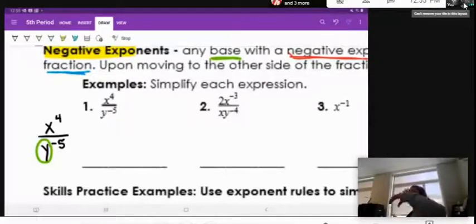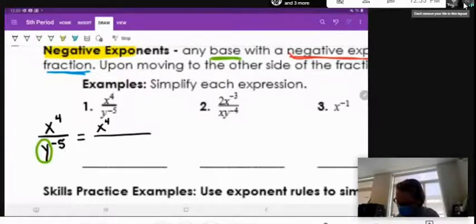That base and its exponent have to move to the other side of the fraction. So this one is starting out in the bottom, so we're going to move it to the top. So that'll look like this. Here's our fraction. Here's our x to the 4th. And here's our new y to the positive 5. In that process, the negative sign in the exponent goes away and it becomes positive.